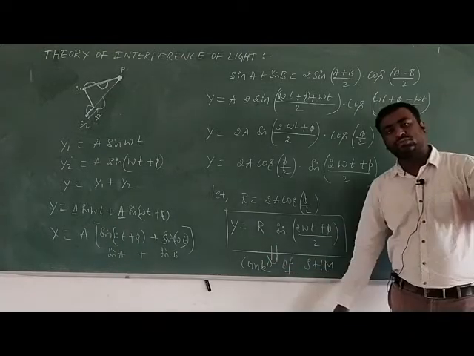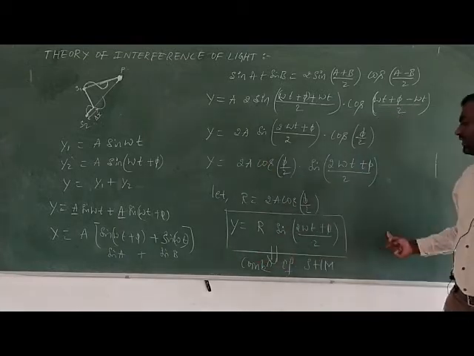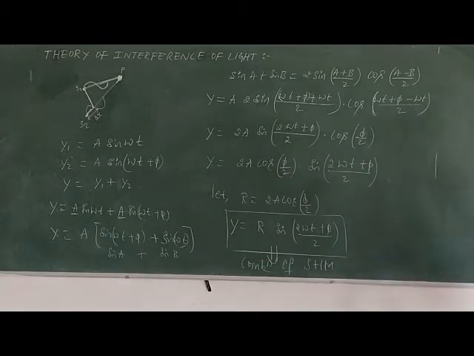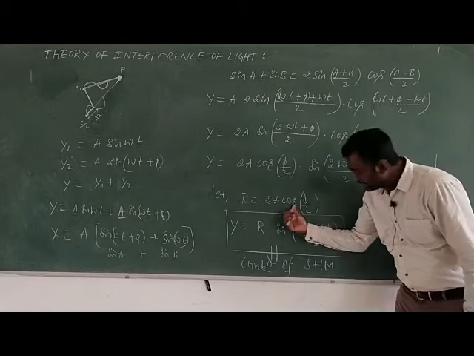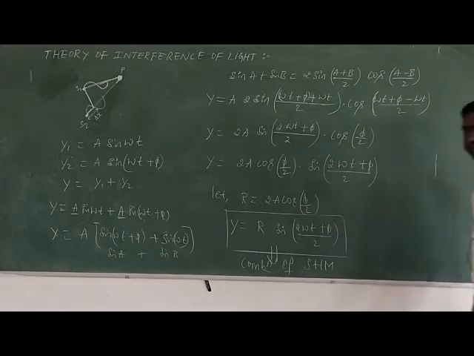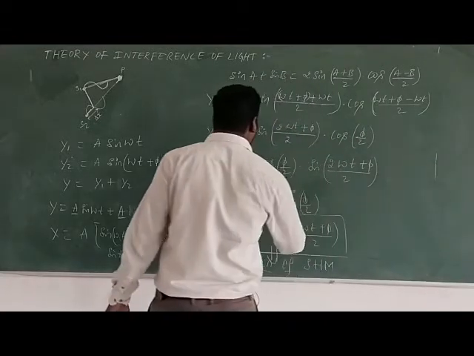So y is equal to a sin omega t is the formal SHM equation format. So here this cos function itself is a variable, remember that. So R is equal to 2a cos pi by 2.